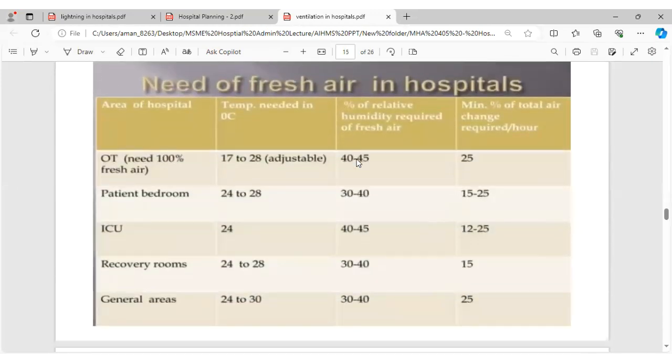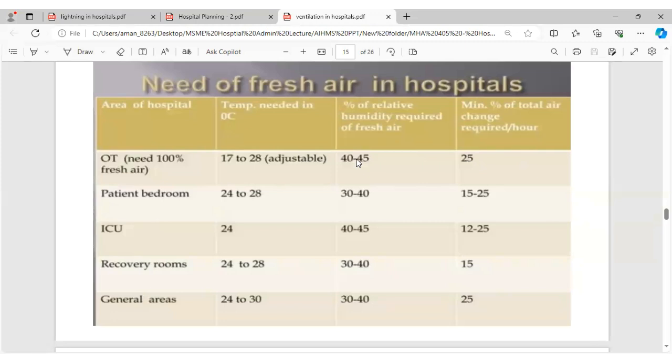Need of fresh air in the hospital. For the OT, 100% fresh air is needed, temperature 17 to 28, adjustable. Percentage of relative humidity required is 40 to 45. Minimum total air change required is 25. Patient bedroom: 24 to 28. Percentage of relative humidity required is 30 to 40. Minimum total air change required is 15 to 25.